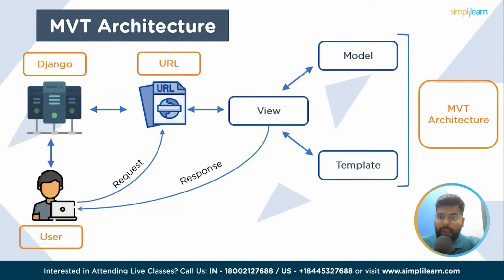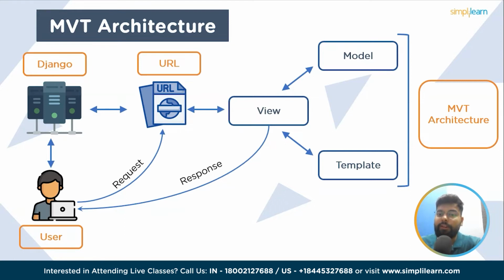The workflow can be explained as follows. The user requests a URL. When a user requests a URL from the web application, the URL is mapped to a specific view in the application. Then the view processes the request. The view processes the request and interacts with the model layer to retrieve or manipulate data as needed. The view also creates a context object that contains data that will be used to render the response.